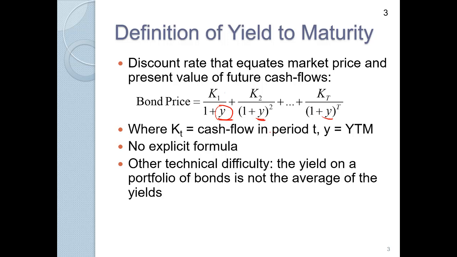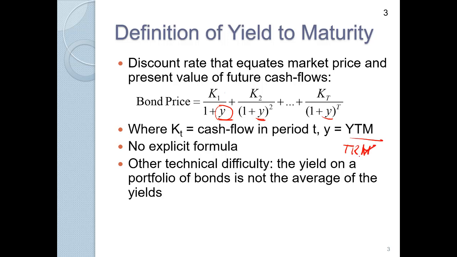Like before in discount factors, we had one discount factor for the first cash flow, another discount factor for the second, and so on. Here, no, I'm going to have exactly the same rate, the same yield, for all the cash flows. Now, KT is going to be the cash flow at period T, and Y is going to be the yield to maturity, or in Spanish, tasa de rendimiento al vencimiento.